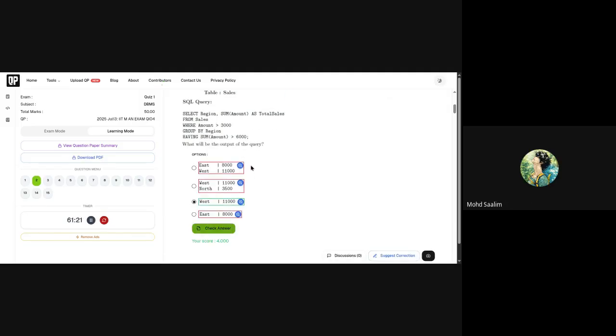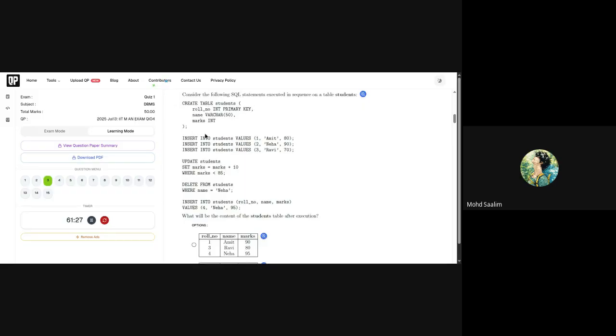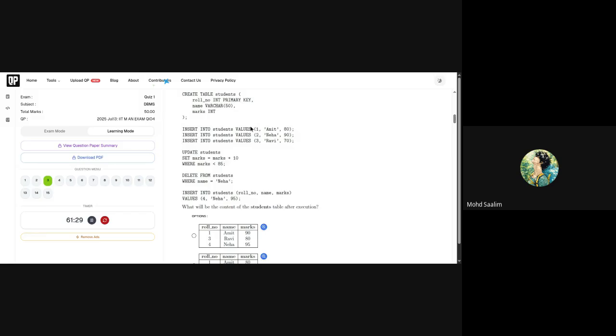Okay, great. We are creating a table. Roll number is primary key, name and marks. Inserting students with 1, 2, and 3. Updating students where marks is less than 85, which means 80 and 70, Amit and Ravi. For Amit and Ravi, we are incrementing 10 marks. So Amit got 90, Ravi got 80.